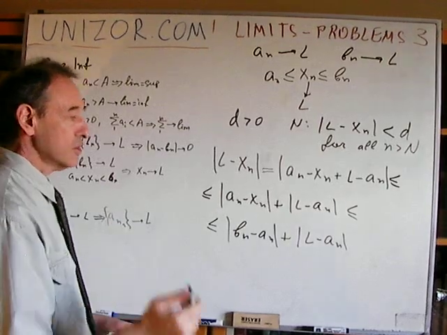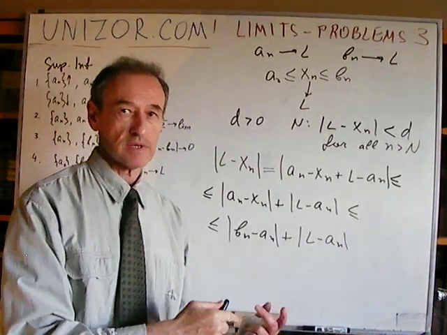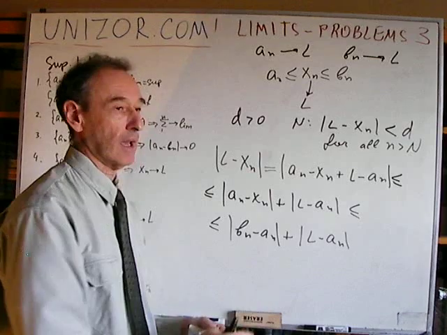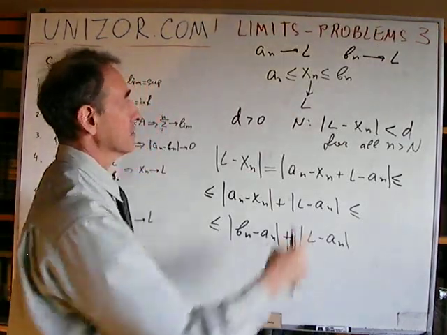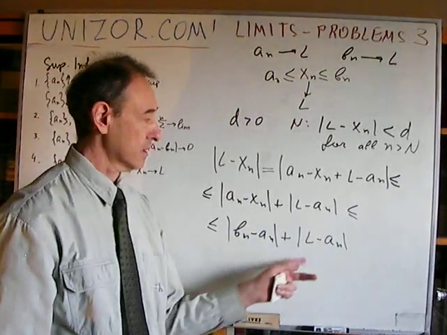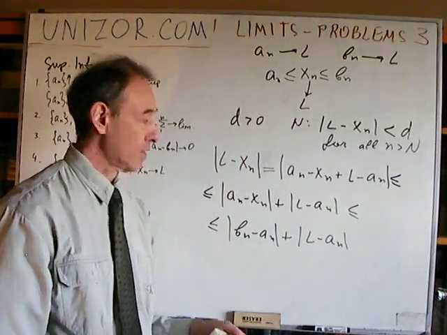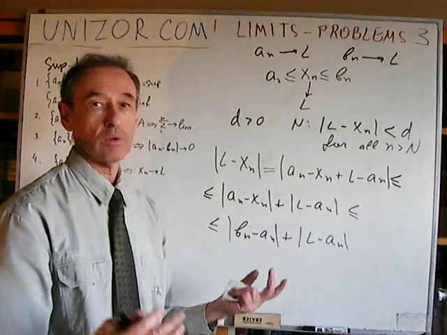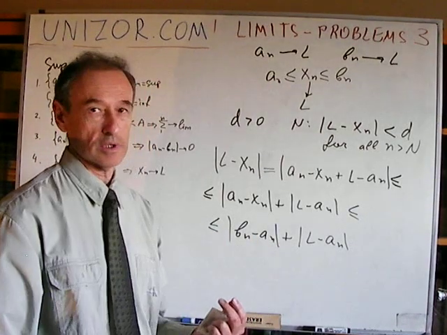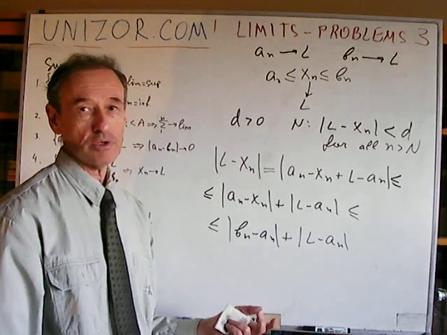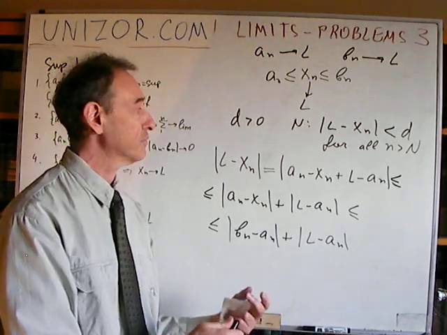Now, let's use the fact from the previous problem that bn minus an converges to zero. L minus an also converges to zero since L is the limit, right? So these are two very small variables as n increases to infinity. And that's what we're going to use in exactly the same fashion as before.